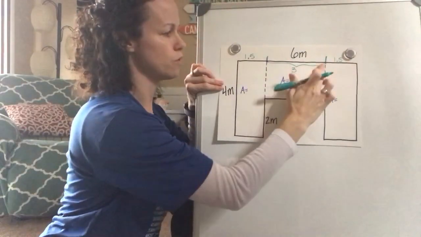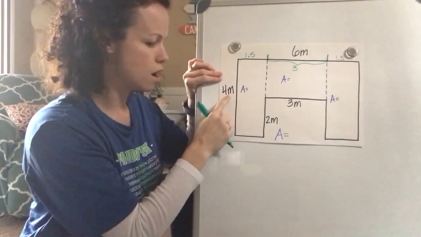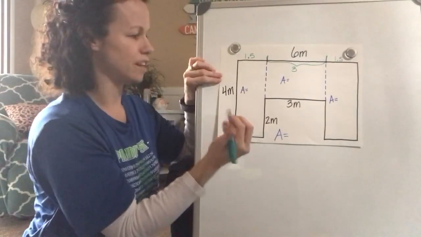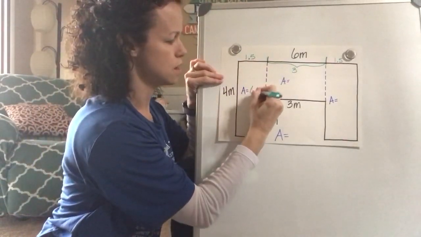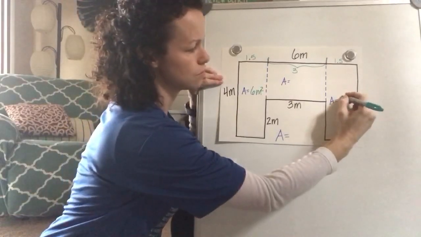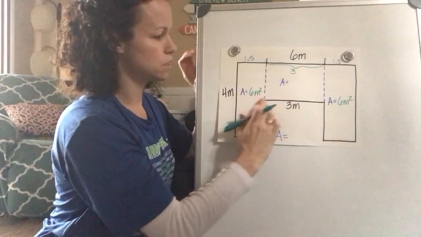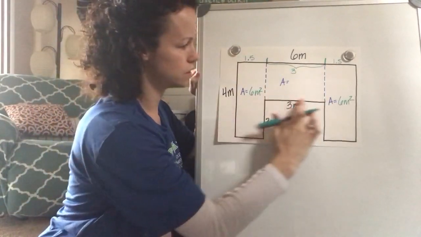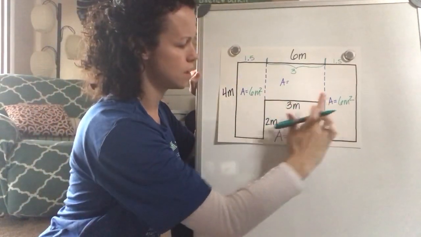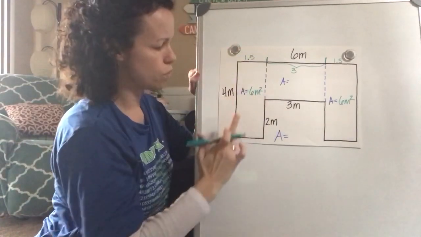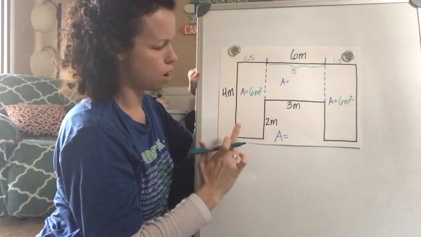And then again, this would be 3. So we're going to have 4 times 1.5, which gives us 6. So 6 meters squared, which means this one is also 6 meters squared. And then we have this smaller one here. Well, we know this is 3, but we've got to figure this out. Well, I know this whole thing is 4.